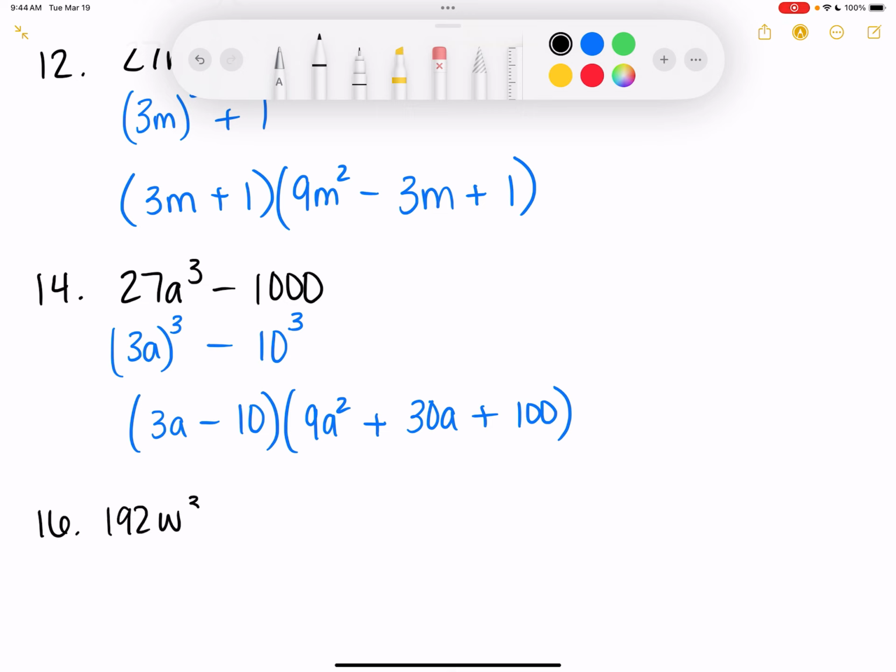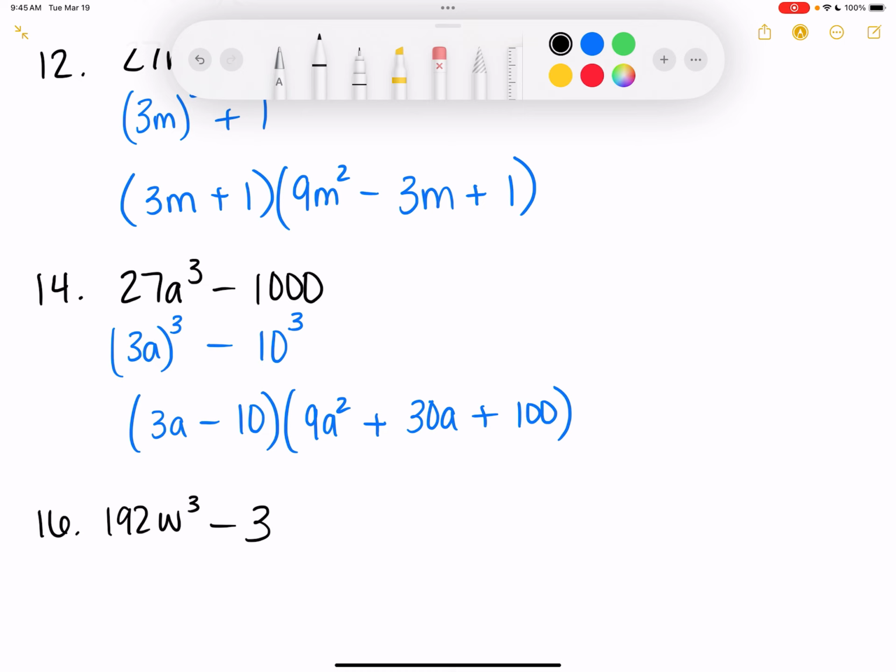192w cubed minus 3. Now, this problem setup looks like the other ones. However, is 3 something cubed? No. How about 192? Tristan says, I don't know. But the answer is no. But do you think I could maybe take a 3 out of both pieces? Yes. And try that? Okay.